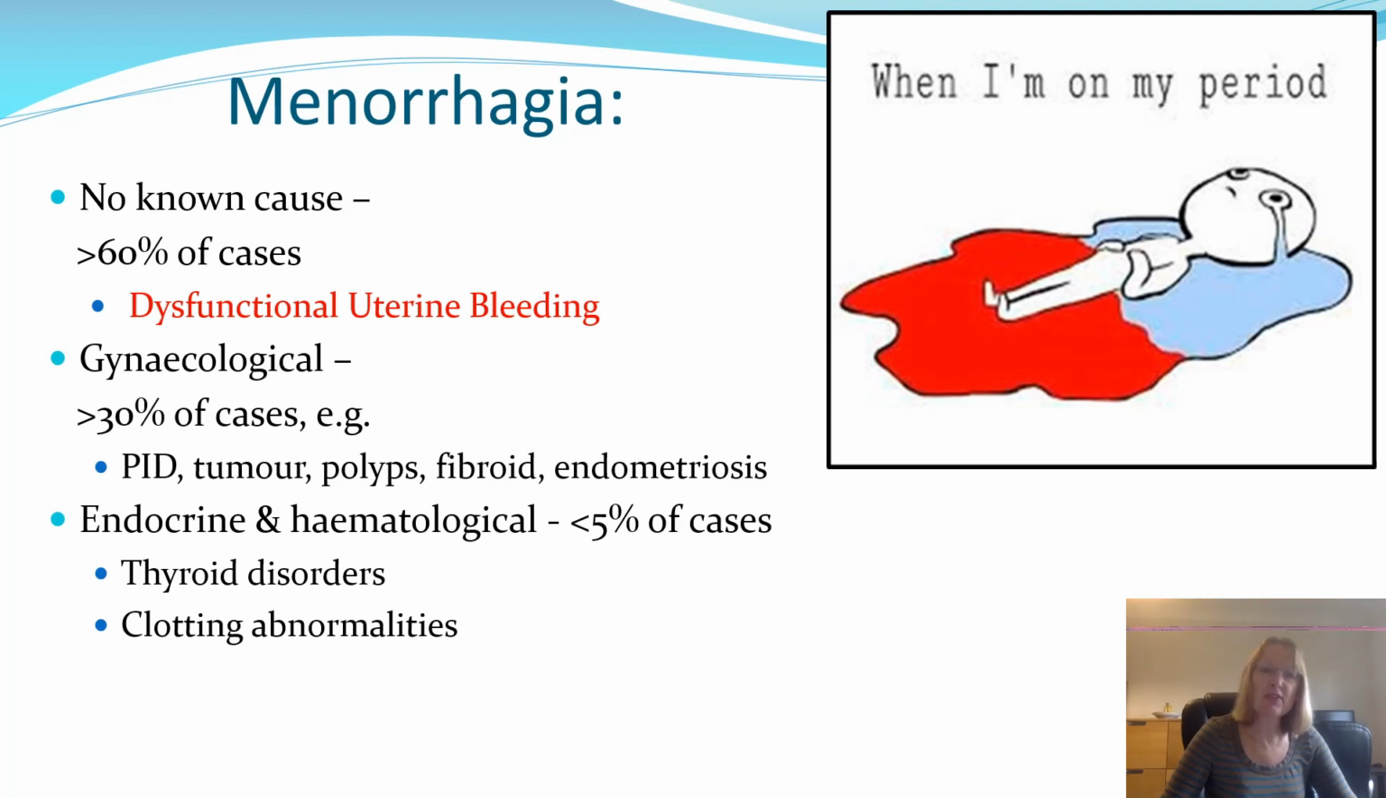And then also things such as having clotting abnormalities. So somebody might have a problem with the clotting cascade, with the clotting factors, and so then they're bleeding more often. So of course anything gynecological, endocrine or haematological should be referred to the GP for assessment and treatment.